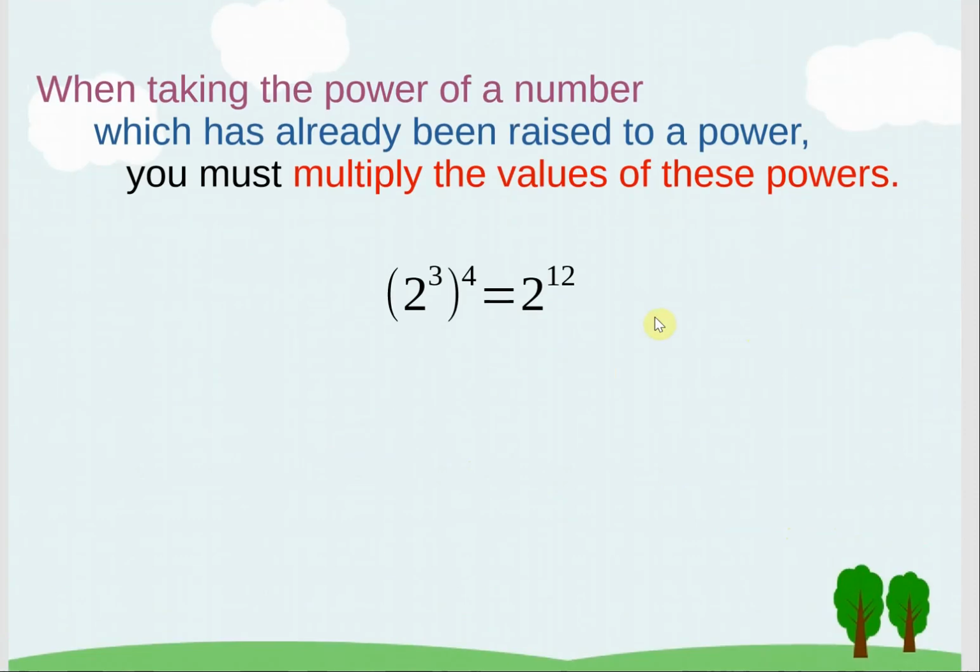And when we are taking the power of a number which has already been raised to a power, so we have 2 already raised to 3, what we have to do is multiply the values of these powers. So if we have 2 raised to 3 and everything raised to 4, I just put my 2 here and then I multiply the powers. 3 times 4, and I get 12.